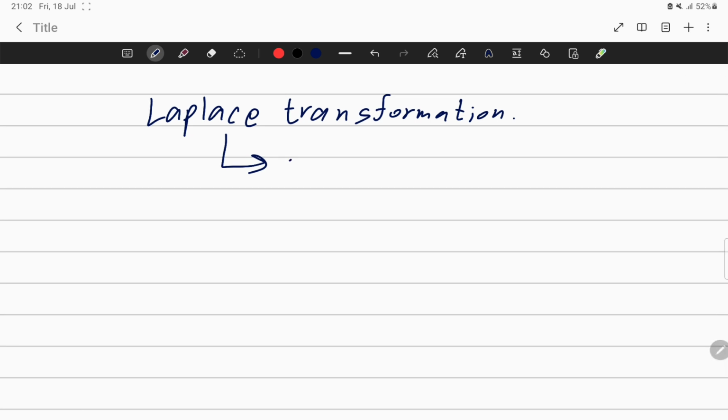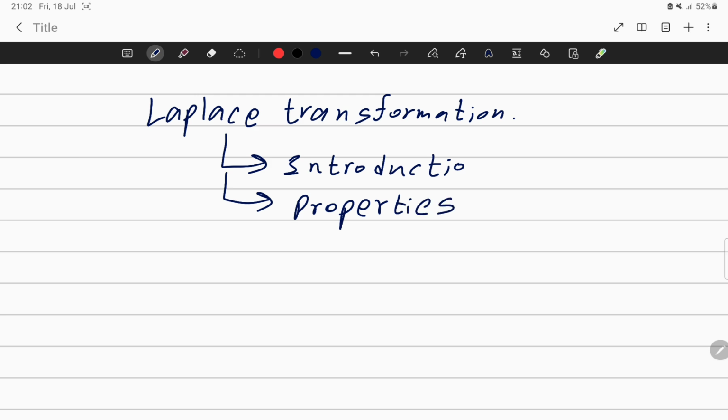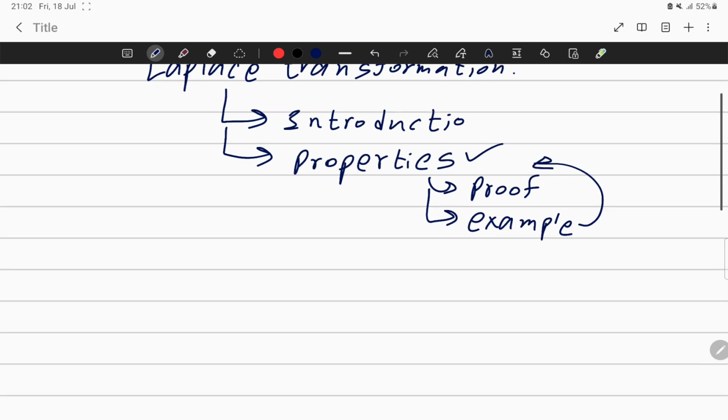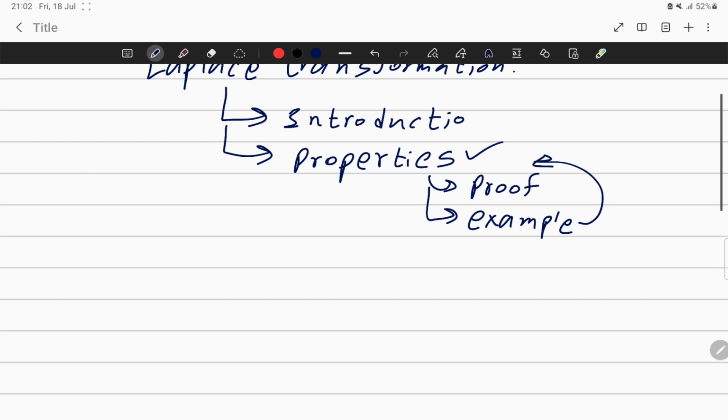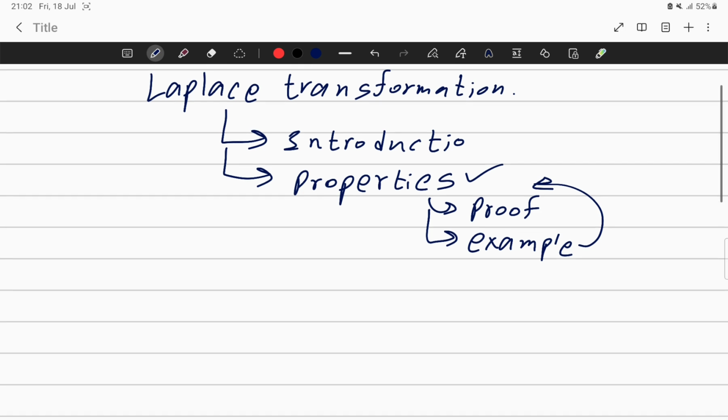In this video I will give you some introduction. There are some properties of Laplace transformation, so I will discuss these properties and also talk about a proof. I will prove that property, and after proving that property, in the next video I will talk about an example using this property. That is how I decided to do this lecture series.